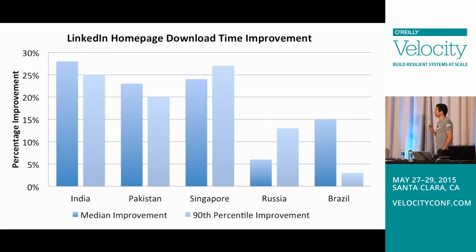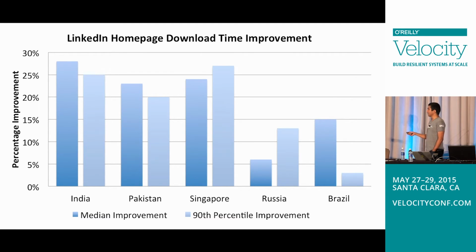This is a slide that makes me very happy. This is a result of all our hard work. The Y-axis here is the percentage improvement in our homepage download time by doing this optimal POP assignment. The X-axis is different countries. Dark blue is median improvement, and light blue is 90th percentile improvement in page download time. As you can see, just by building new POPs and assigning the right countries to the right POP, we gained around 25 to 30% in India, 25% in Pakistan, and Singapore, again, in the same range.